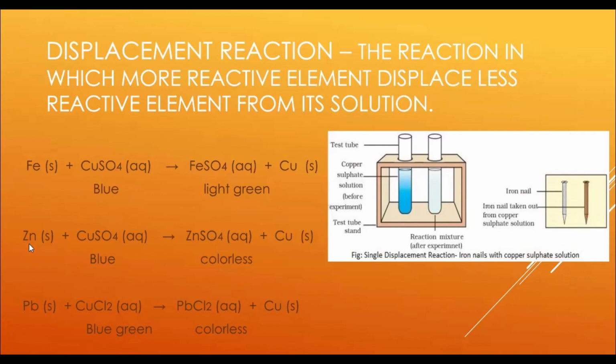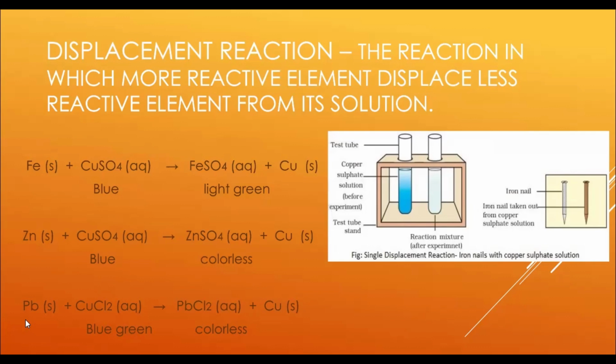The second reaction is the reaction of zinc with copper sulfate. Zinc is also more reactive than copper. Zinc displaces copper from its solution, and as a result, zinc sulfate is formed and copper gets displaced. Copper sulfate color is blue and zinc sulfate aqueous solution is colorless.